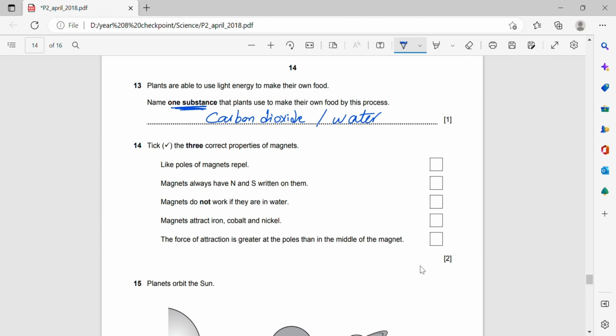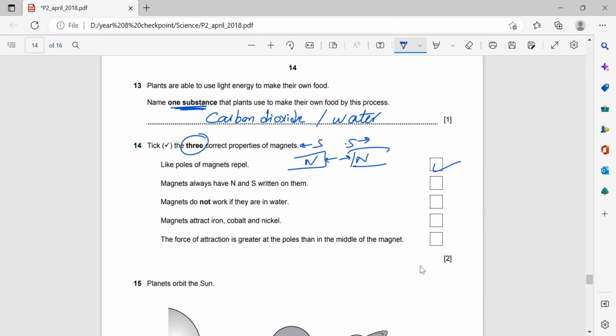Tick the 3 correct properties of magnets. We need to tick 3 properties. Like poles of magnets repel. Like poles repel, true. If we have North Pole and North Pole, for example, they repel. South and South, they repel.